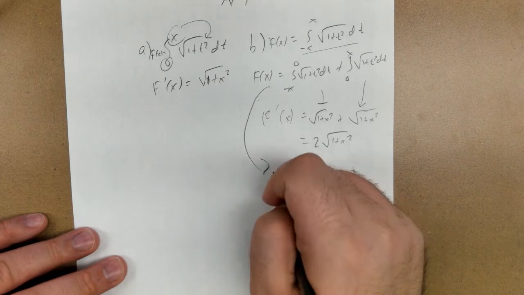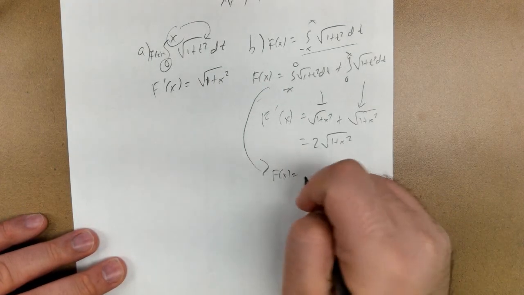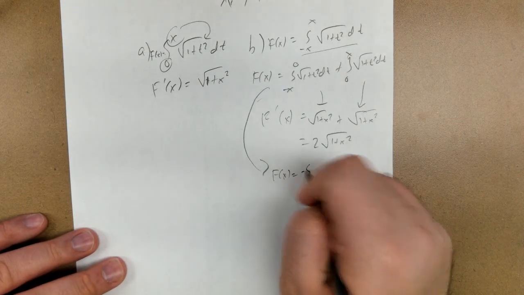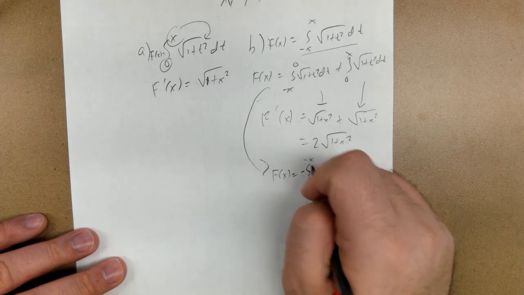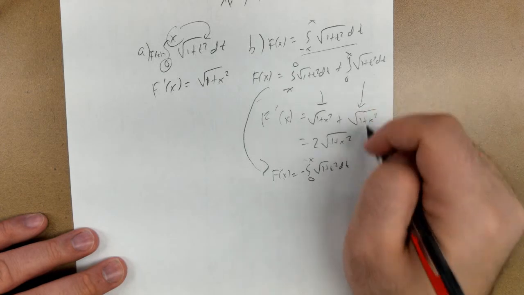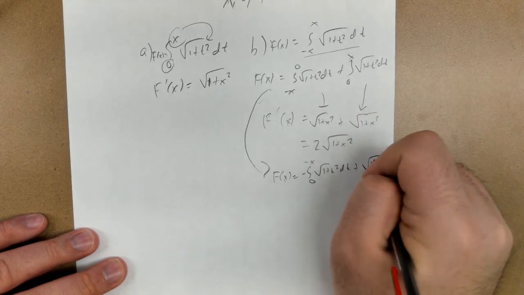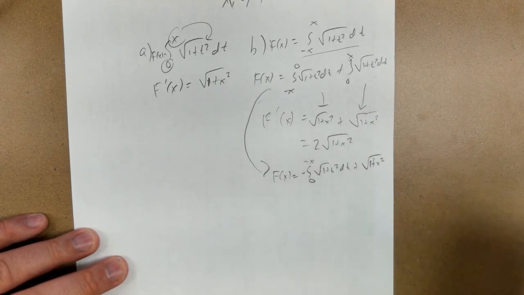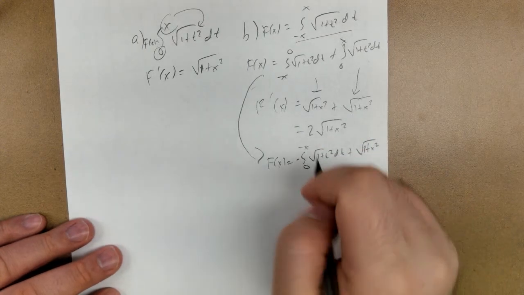If you don't believe that, then here's an alternate route. After I split it, you take the first one and flip it upside down, which makes it negative. You go 0 to minus x of root 1 plus t squared. And this one, nothing changes. So let's go ahead and say we integrated that. That's the same trick. Nothing changes there.